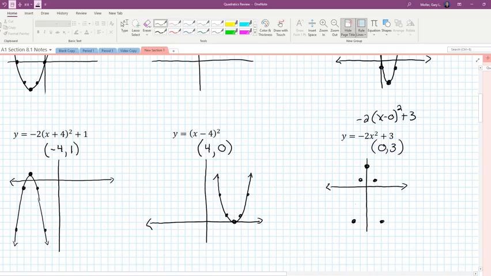If you miss problems on the test on vertex form, I highly encourage you to practice as many as you can until it is second nature. You don't even think about it. You just graph them.